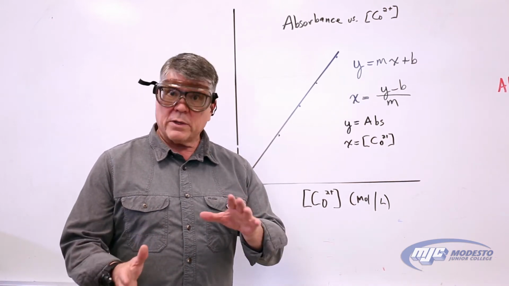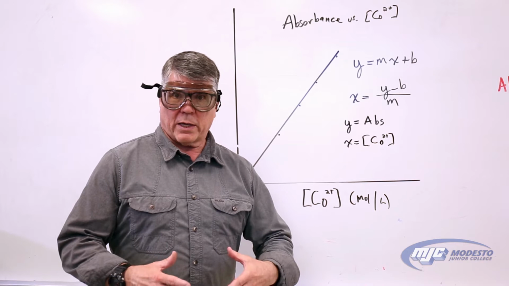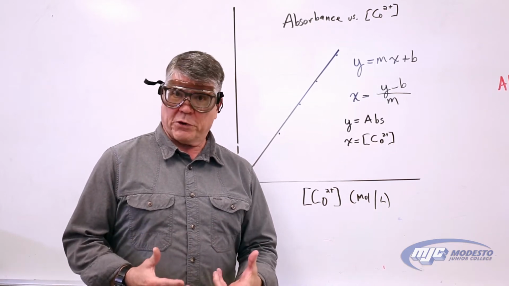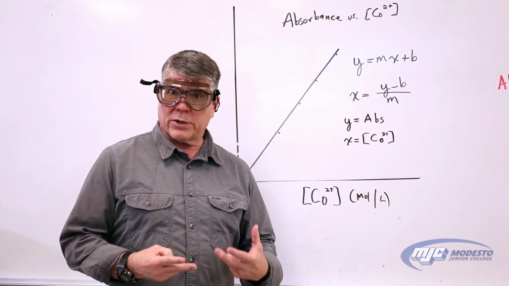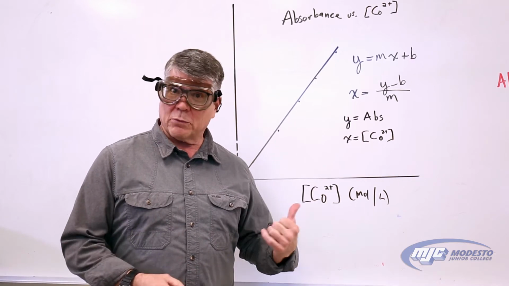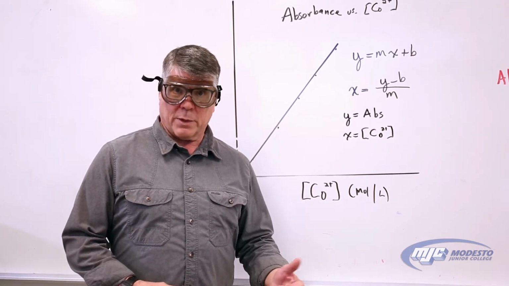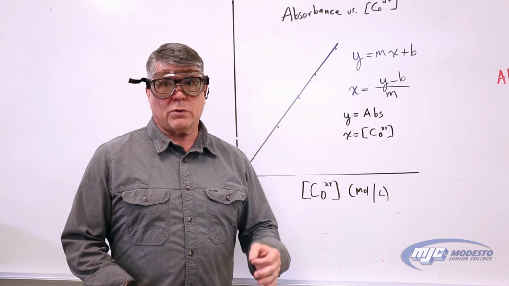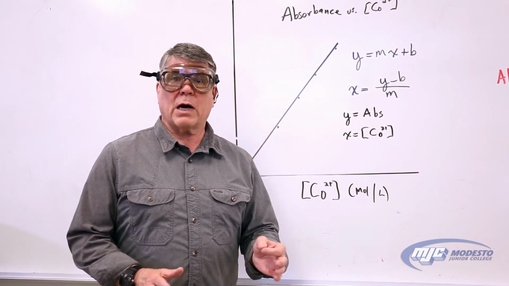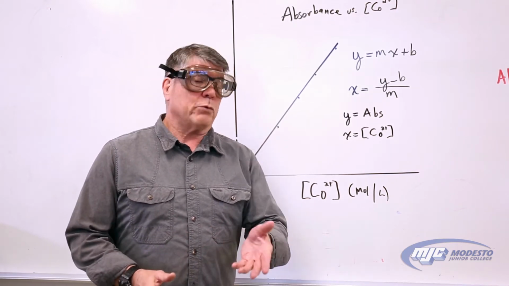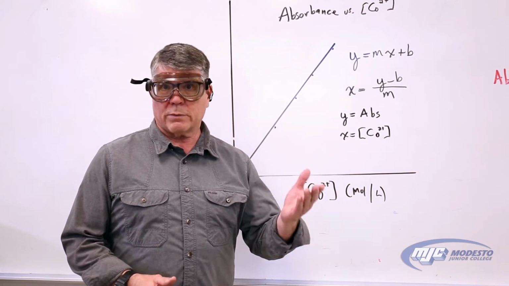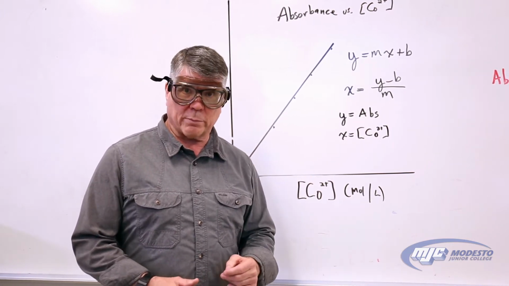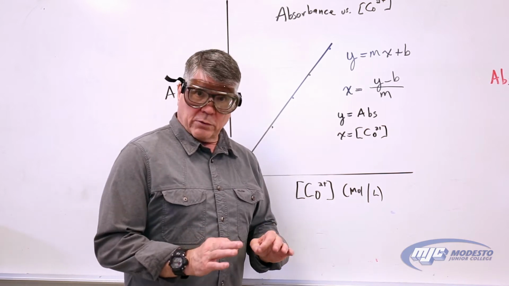So the idea today in this experiment is that we want to determine the concentration of two different ions in an unknown solution. The two ions are going to be cobalt-2 and copper-2. In order to do that, we're going to use a technique that's really common and valuable in chemistry, which we actually have seen before in the mass percent sodium chloride experiment. So we're going to use a standard curve.